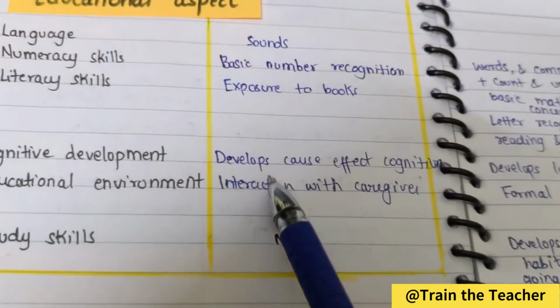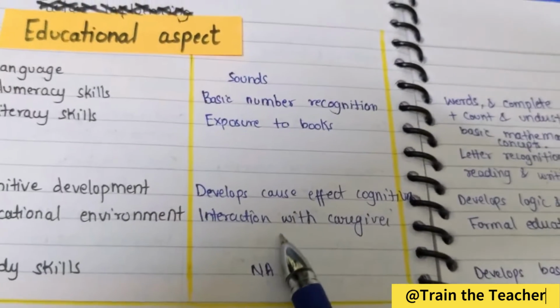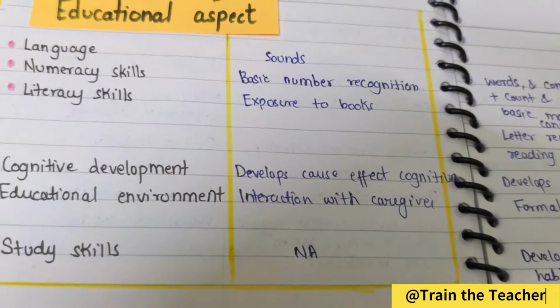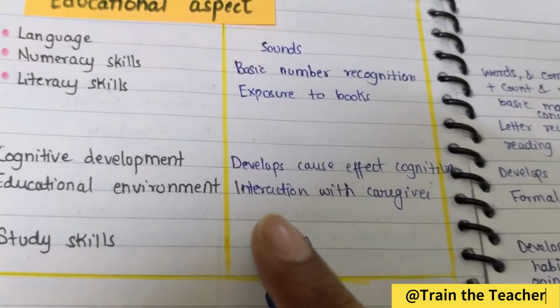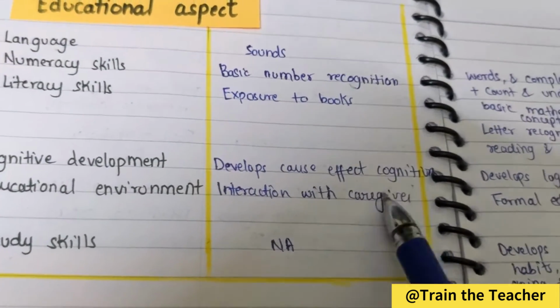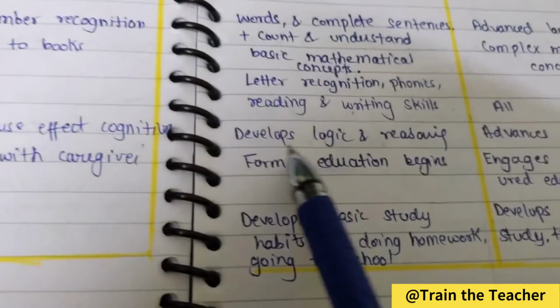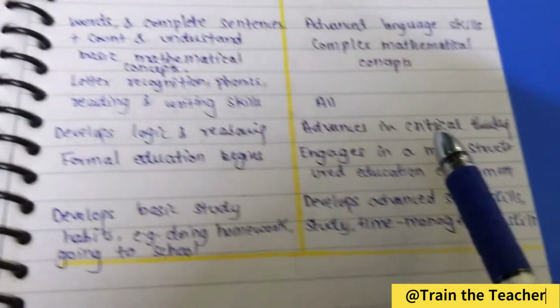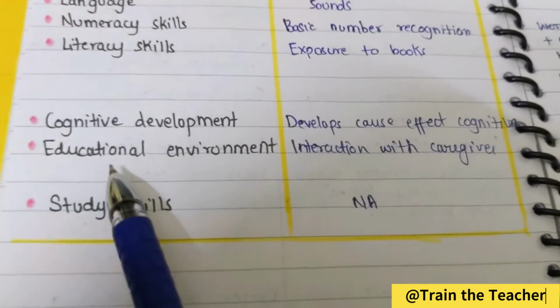Cognitive development, yes, develops cause and effect. Cognitive, it's like they know that if they press the bell, it will make a sound. So that is cause and effect cognition. During childhood, they develop logic and reasoning, and in adolescence, it's advanced critical thinking skills.